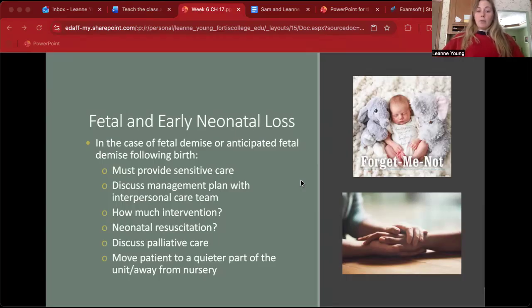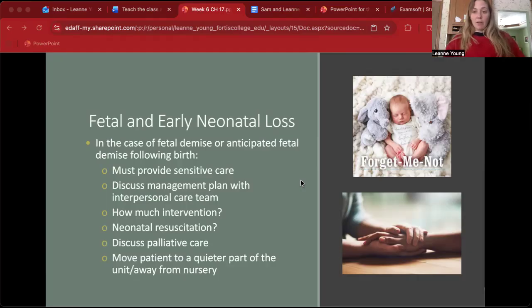We need to discuss the management plan with the interprofessional care team. How much intervention do these parents want, right? If a mom is delivering at the age of viability, so like 24 weeks, I think is what they're saying now, if mom is viable, if baby is viable, does she want us to do all of the interventions? We need to talk with her about the risks associated with preterm deliveries for the newborn.